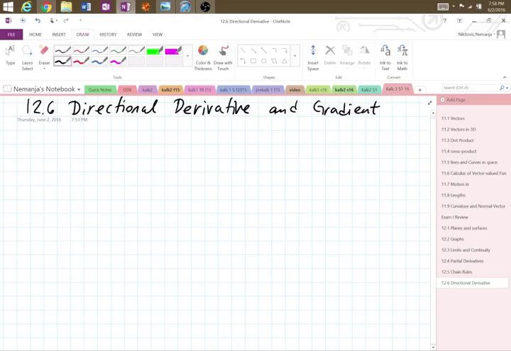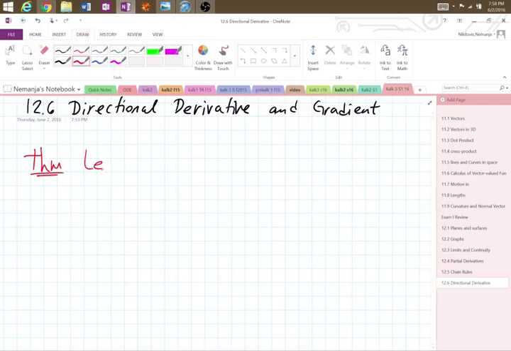So I'm going to write the theorem. All of the derivative stuff is still the same. We're not changing any of the derivative definitions. The limit definition is still the limit as h goes to 0 of f of x plus h minus f of x over h. All of that stays the same. What we are learning new right now is the theorem on the directional derivative.